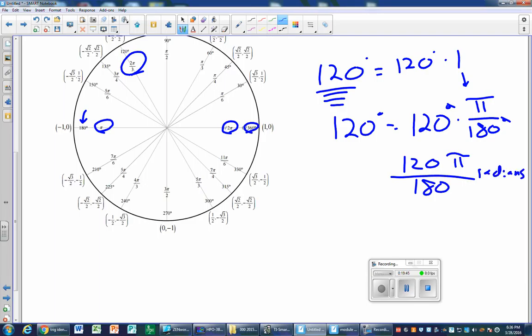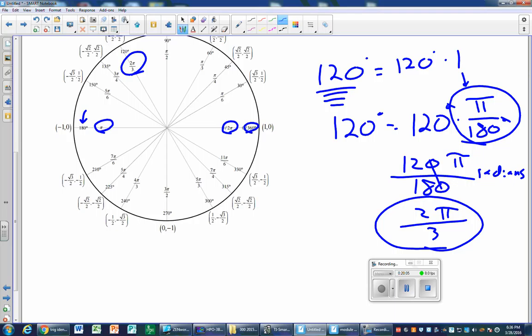Mr. Bryce, you said the answer was 2/3. Oh, those cancel out. They're both even. And guess what? 6 goes into 12 twice, and 6 goes into 18 3 times. So we converted degrees into radians by multiplying the degrees by pi over 180.